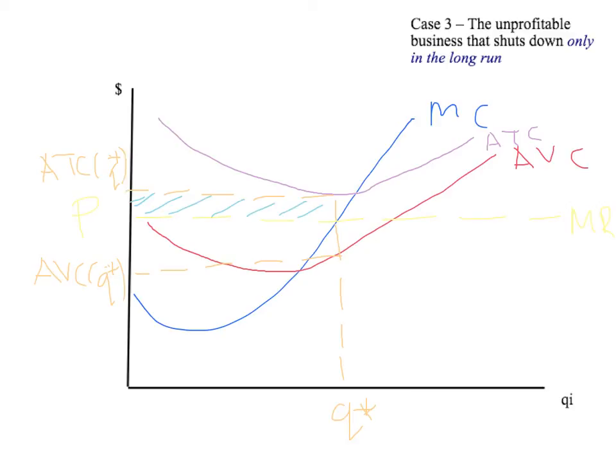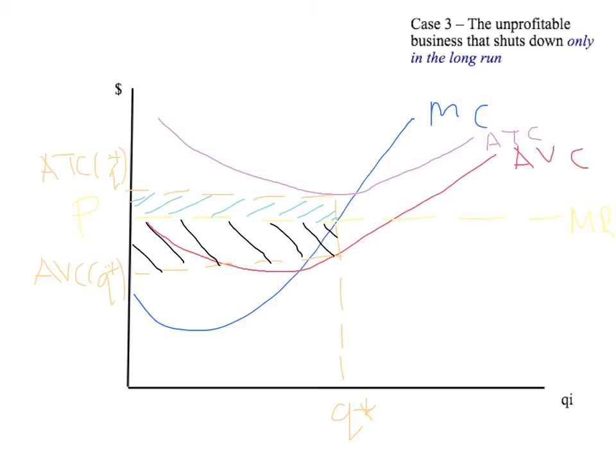But does the firm want to shut down immediately? No. Remember that if this firm shuts down immediately, it loses its fixed costs. What are its fixed costs? Well, remember the fixed costs are the difference between average total cost and average variable cost times quantity. The fixed costs are the blue shaded area, the loss, plus the black area. That's the difference between average total cost and average variable cost times quantity.